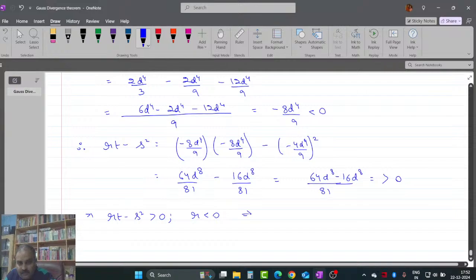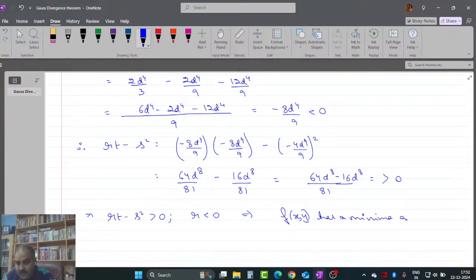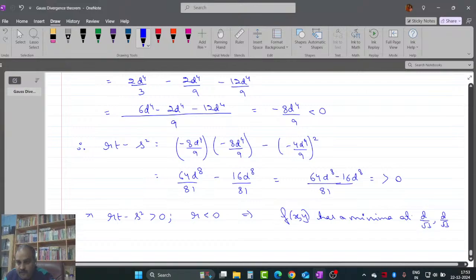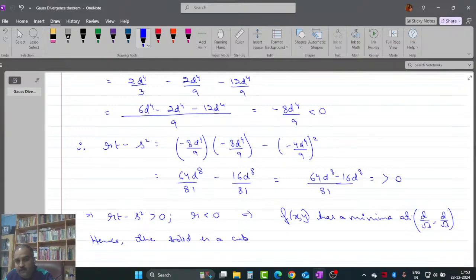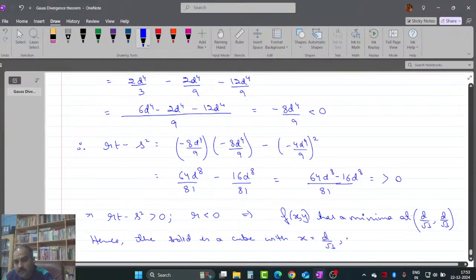So that means I can say rt minus s square is positive but r is negative. This leads to the function f of xy has a maxima at the respective value d by root 3, d by root 3. Hence the solid is a cube with dimension x equal to d by root 3, y equal to d by root 3 and z equal to d by root 3. Hence proved.